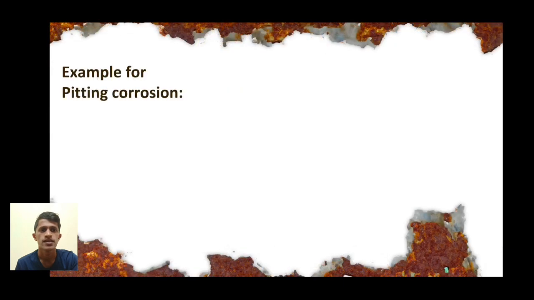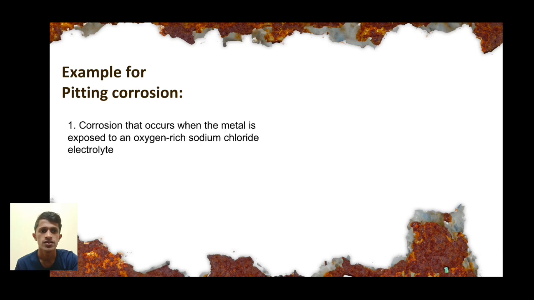Here is an example for pitting corrosion. Corrosion that occurs when the metal is exposed to oxygen-rich sodium chloride electrolyte.